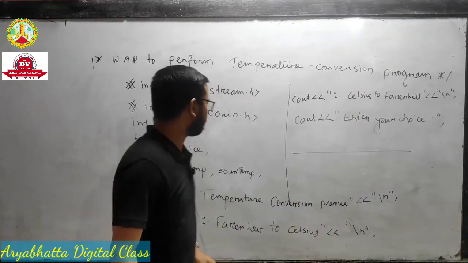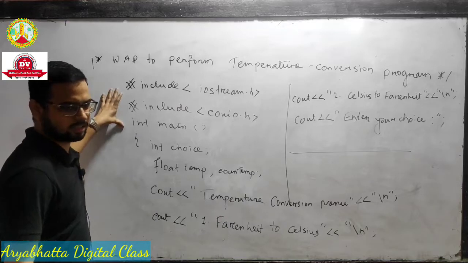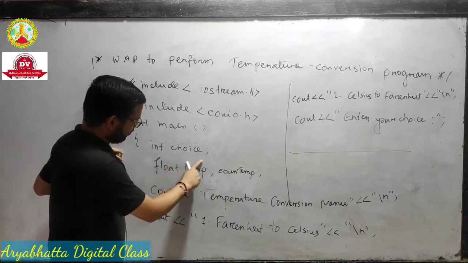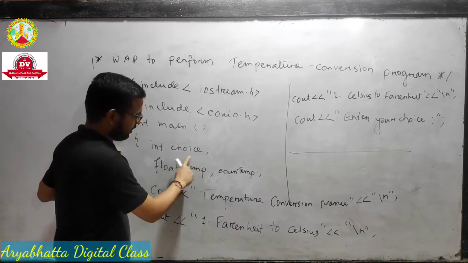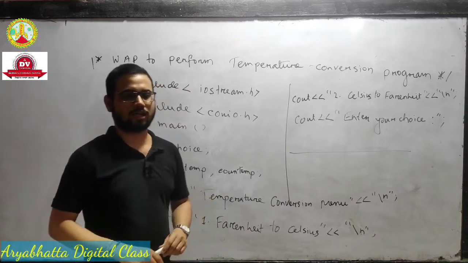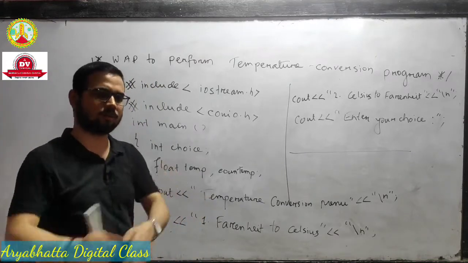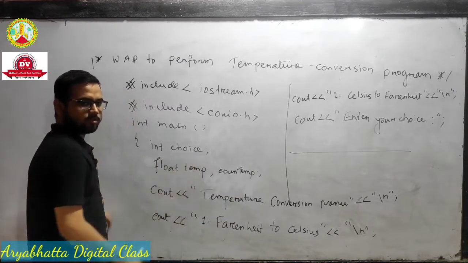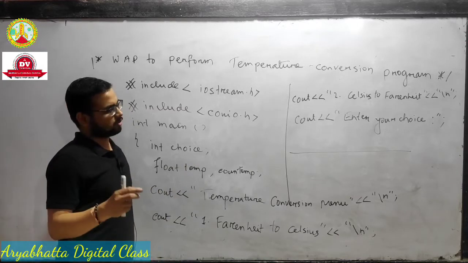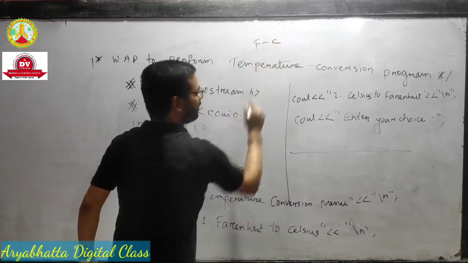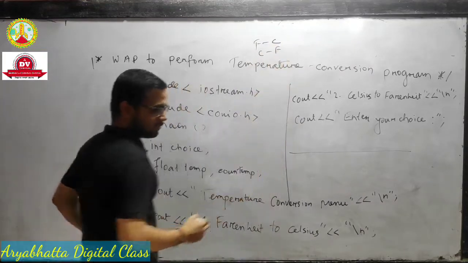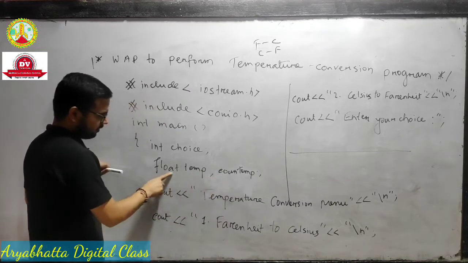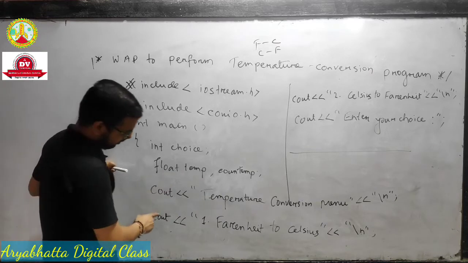First of all, we are already familiar with the basics, the header file and the main function. Start with int source. Here we take one variable, source. What is source for? Whether we do Celsius to Fahrenheit or Fahrenheit to Celsius. That's why we take this variable source. Temperature conversion means first Fahrenheit to Celsius, and second Celsius to Fahrenheit, vice versa.